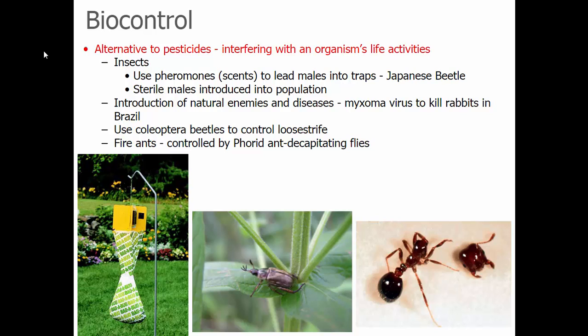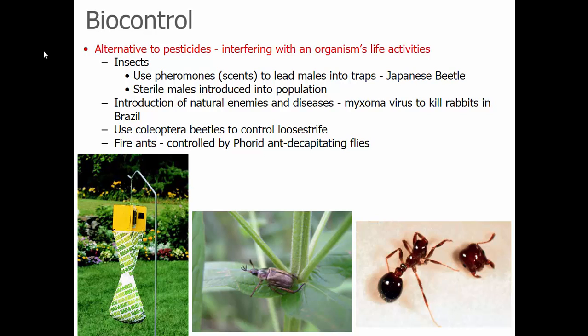Sometimes scientists have sterilized male mosquitoes so they can't reproduce and release them into the wild, and they mate with female mosquitoes, but they're actually not fertilizing the eggs, and therefore the population drops. You could introduce predators. This has been done, even a virus. In Brazil, they introduced a virus to kill rabbits that were growing out of control.